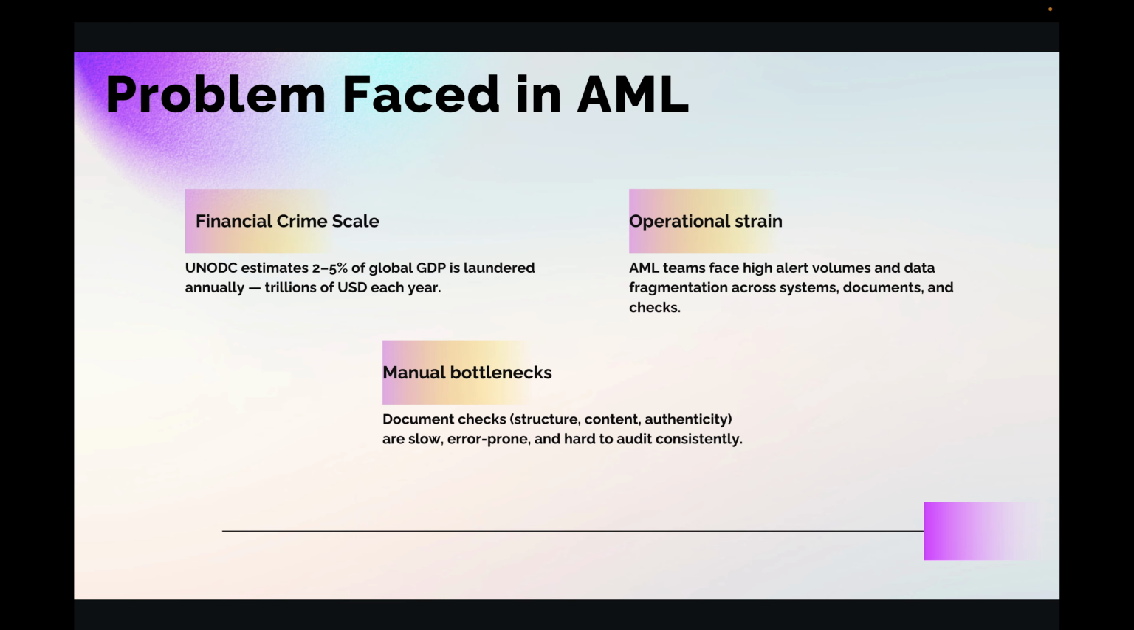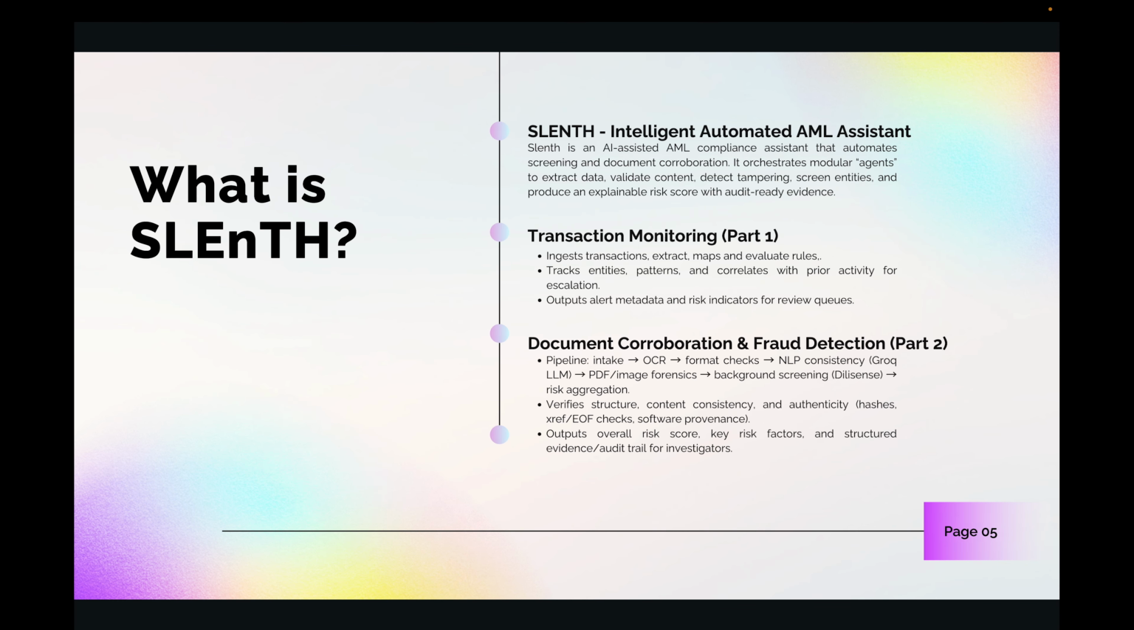So we have to use things like agentic workflows, where we use the flexibility in agents to detect even harder to spot issues in AML detection. Let me now introduce our product, which is SLEnTH. SLEnTH is an intelligent automated AML assistant, which is broken down into two main agentic workflows. The first is transaction monitoring, and the second is document corroboration and fraud detection.